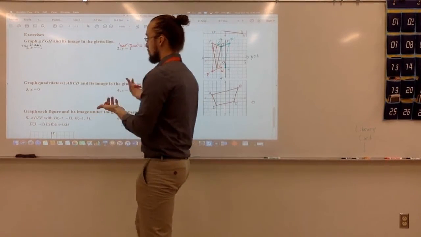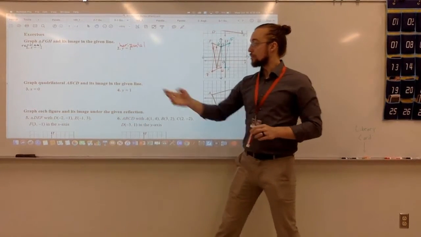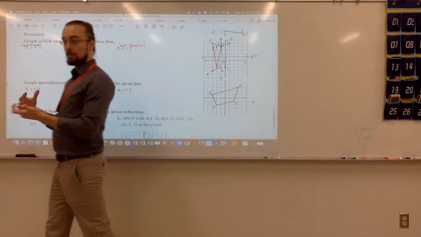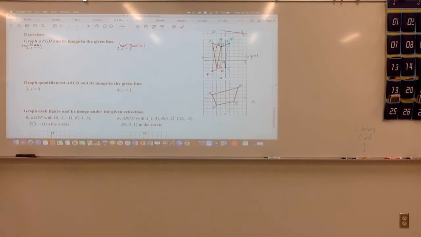Okay, so for these, I mean, the only difference is we have to graph these vertical and horizontal lines. Okay, x equals is always a vertical line, y equals is always a horizontal line. Okay. Questions? All right, then you guys go ahead, try the next one.